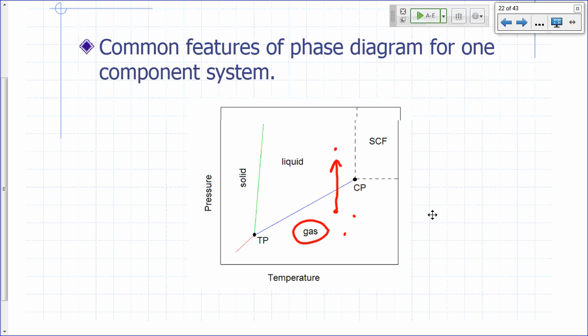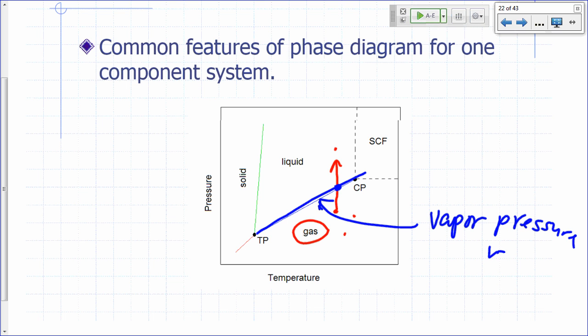So the boundary between these two regions right here, this blue curve, each point on that boundary represents the point where your liquid and your gas coexist. So in other words, this blue curve is really nothing more than a plot of the vapor pressure of a liquid versus the temperature.